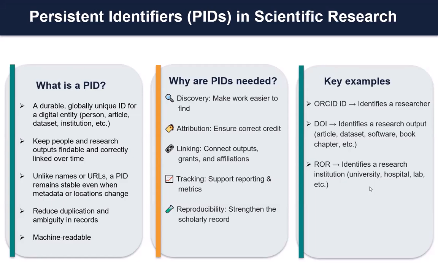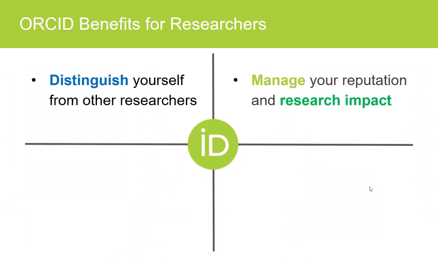Persistent identifiers are used in many aspects of scientific research. For example, a DOI, which is a digital object identifier, identifies research output, such as articles, or RORs, which are identifiers for institutions, such as hospitals or universities. So ORCID is a means of distinguishing yourself from other researchers and managing your reputation and your research impact.